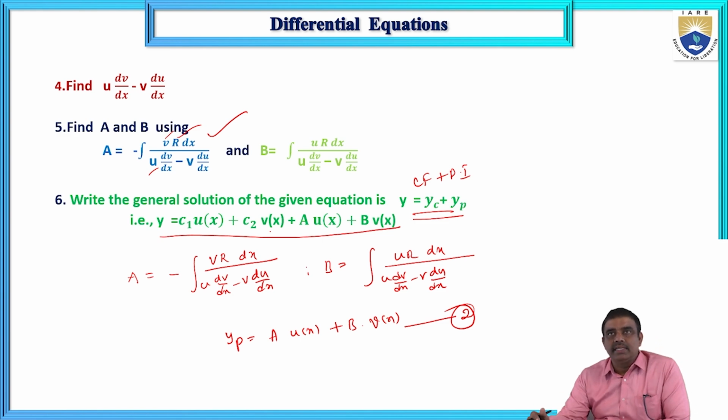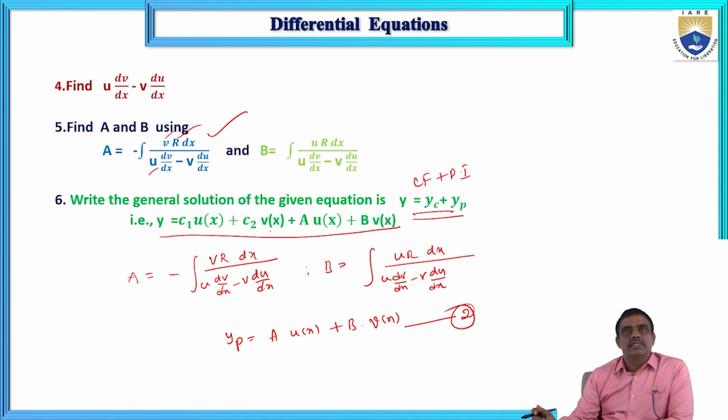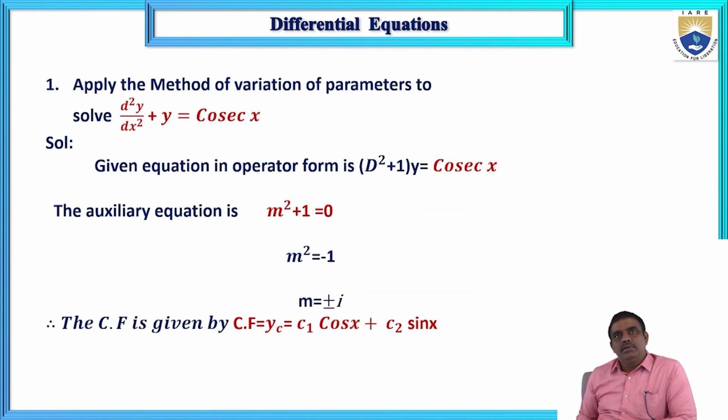As usual, we write the complementary function. Thereafter, you write the particular integral by assuming yp is equal to a into u of x plus b into v of x. Then a and b can be evaluated by using the two formulas. This is the method of approach to find the solution of the given second order problem by using the method of variation of parameters. Now we see one example.